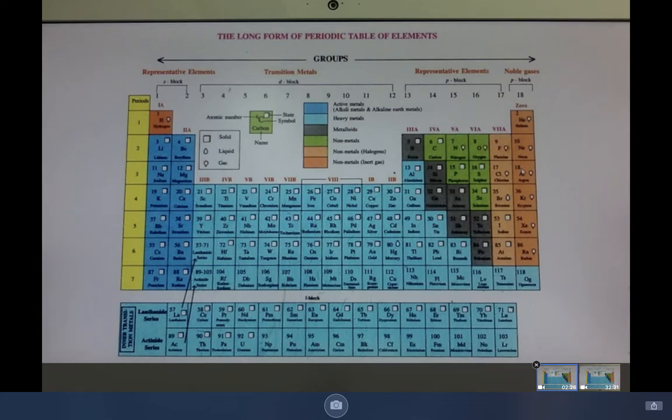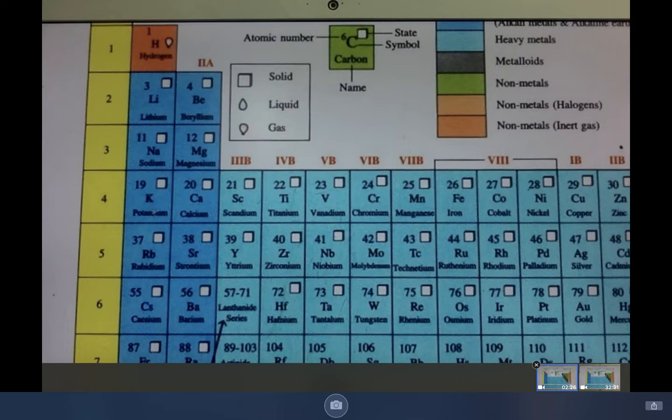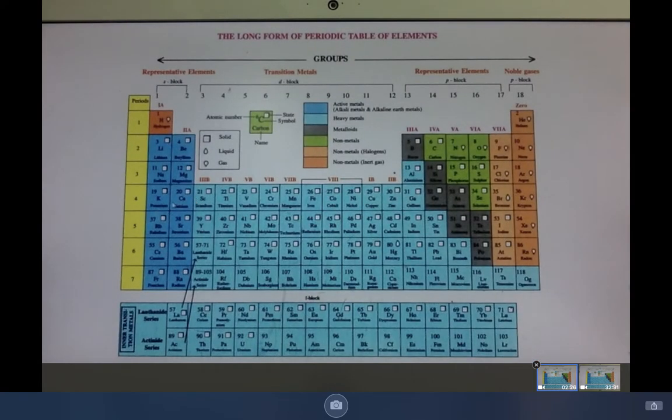Now, in the first period, we had 2 elements. Second period, 8 elements. Third period, 8 elements. Let's go to the fourth period and look only at the first 2 elements, and that is potassium and calcium. If you remember, I had asked you all to perfect the first 20 elements because of a particular reason.